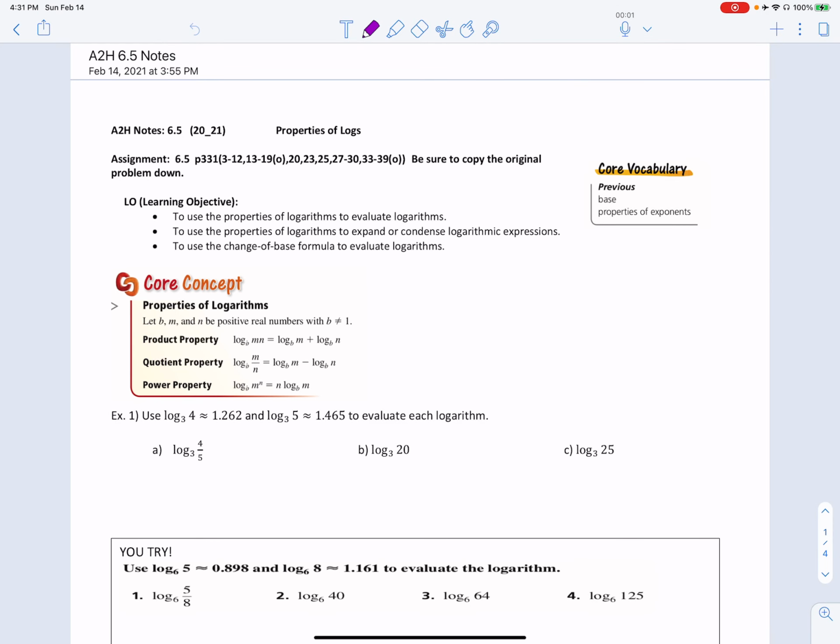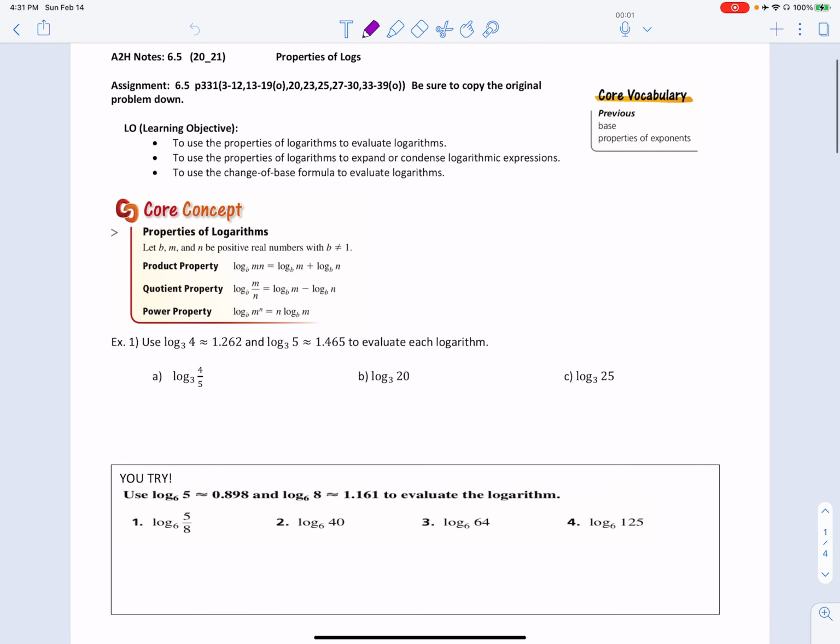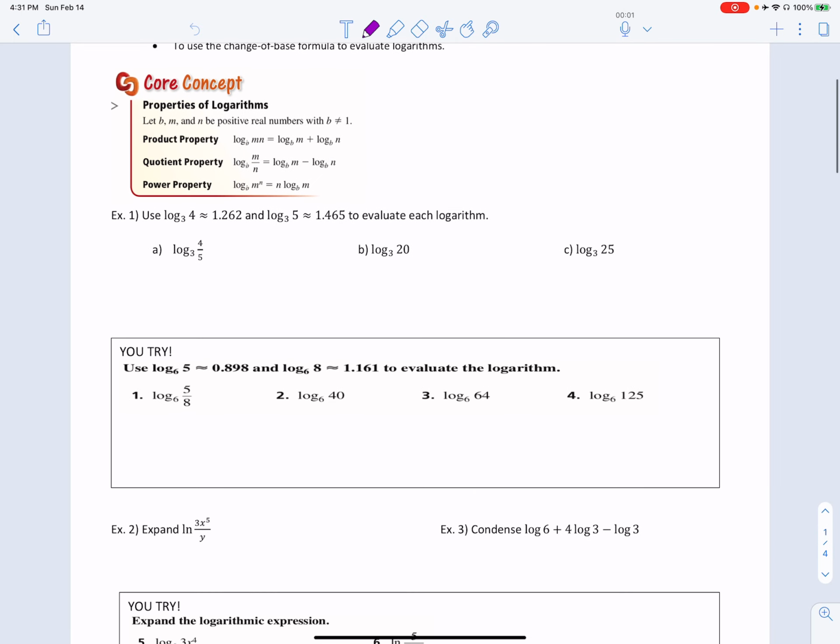Algebra 2 Honors 6.5 notes. We're going to be using properties of logarithms to evaluate, to expand, and to condense. And so we have some properties of logarithms here.